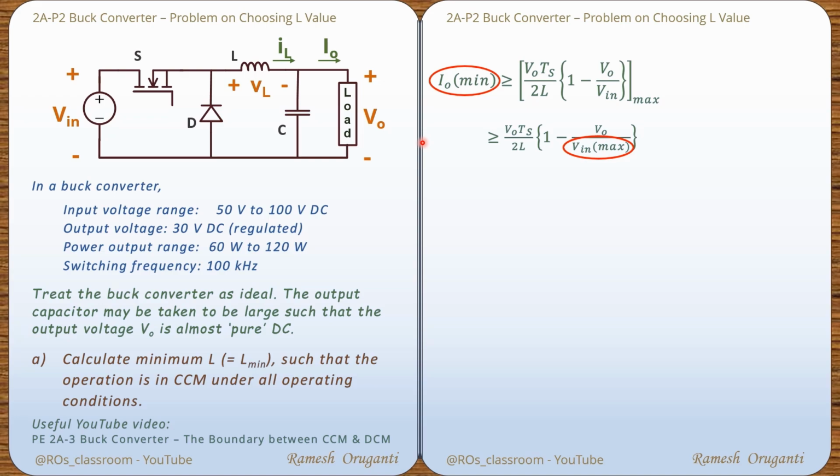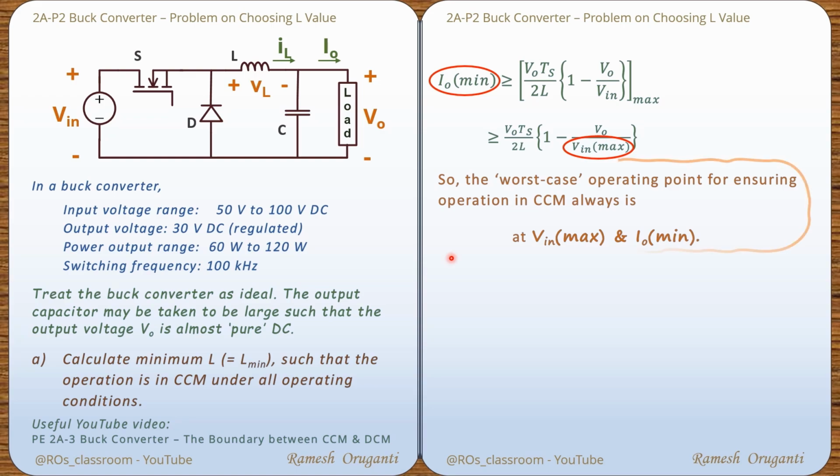So the worst case you can see is I naught minimum and Vin maximum. That means if you ensure that when Vin is equal to Vin maximum and I naught equal to I naught minimum, the operation is in CCM or at the boundary, the converter will always operate in CCM in all other cases. So the worst case operating point for ensuring operation in CCM always is at Vin maximum and I naught minimum. So using this inequality, we can calculate the L value. I naught minimum is 2 amperes.